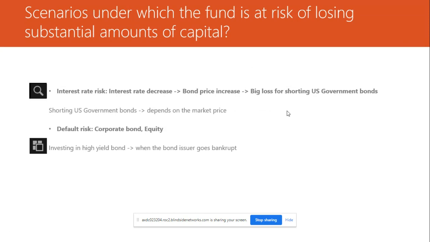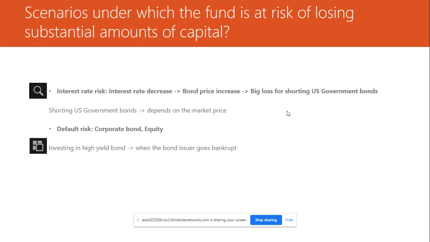So the next question is, which scenarios will bring serious loss to the fund? We find that there are two scenarios that will bring a big loss to the fund. The first one is regarding the interest rate risk. There's a negative correlation between the interest rate and bond price. So when the interest rate decreases, the bond price will increase.